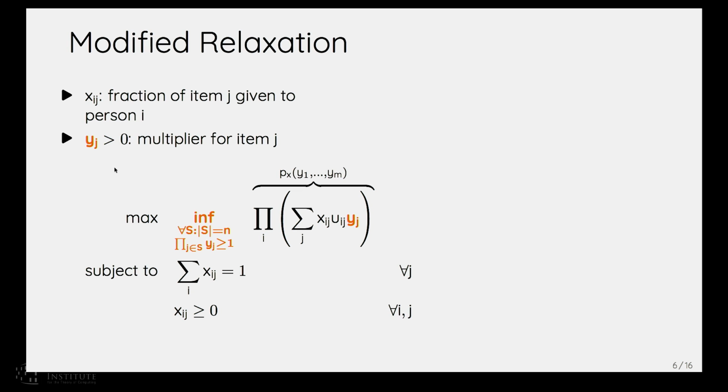The parts in orange are the things that we've added to the previous relaxation. So the utilities of each item get multiplied by yj. And we add the constraint that the product of any set of n yj's should be at least 1. Okay? So there are m yj's. The product of any set of n should be at least 1. And the rest is the same as the previous relaxation.